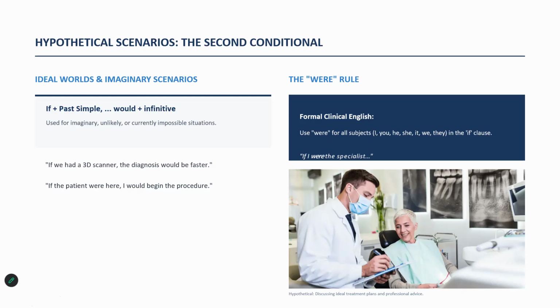And as you can tell, here we're using in our if clause the past simple, and in our main clause the result would be would plus an infinitive form of the verb. Examples of this is: if we had a 3D scanner, the diagnosis would be faster. If the patient were here, I would begin the procedure. And yes, were. For all of the different subject lines, when we're doing our conditional phrases, we're going to use were with all of them.